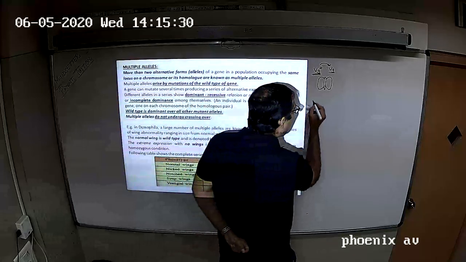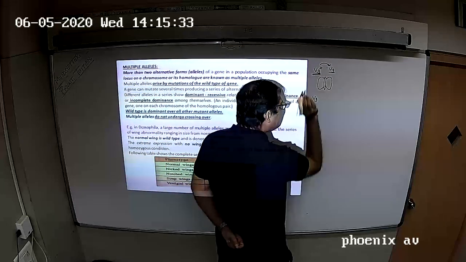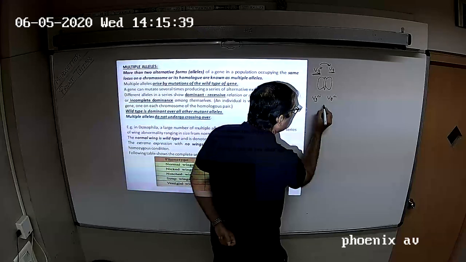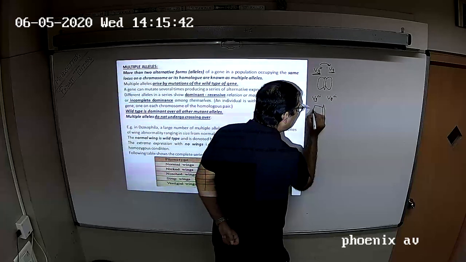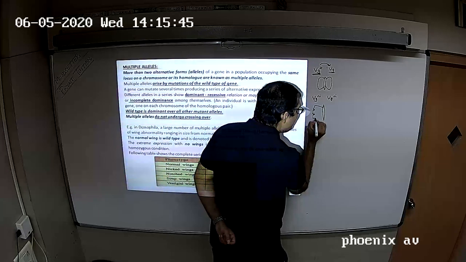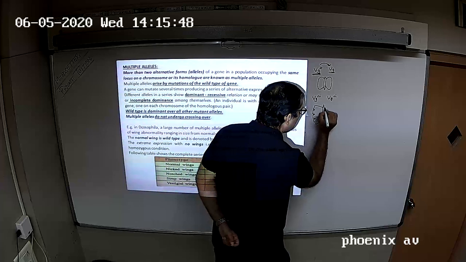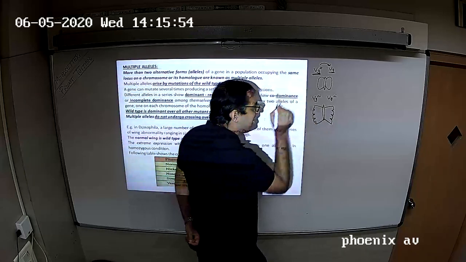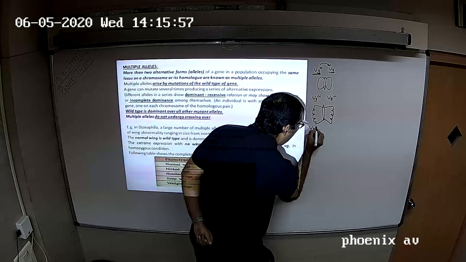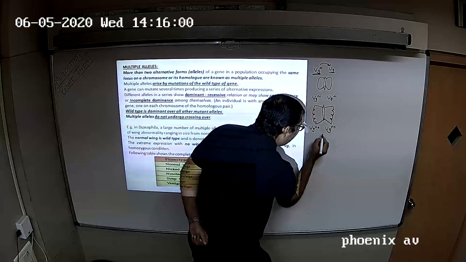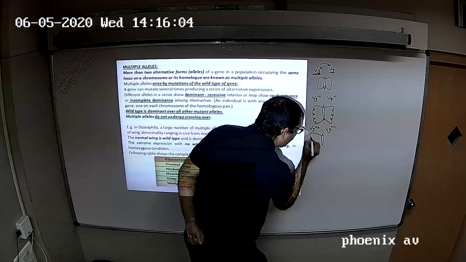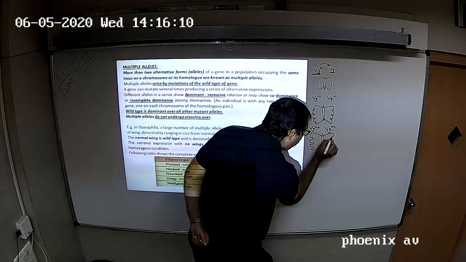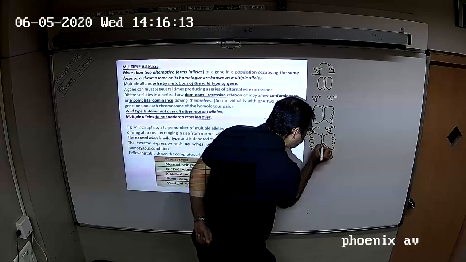But suppose we have VgNi, VgNi. Now this will produce wings with nick in it. So these become nicked wings. So this is VgNi with nick, VgNi with nick. So these are nicked wings. Suppose we have VgNo, VgNo. Then No stands for notched wing. So these are notches which are there, and this becomes VgNo, VgNo, which shows notched wings.